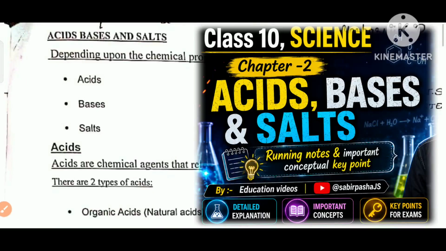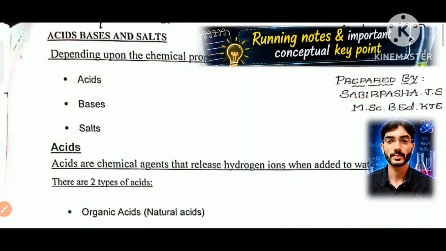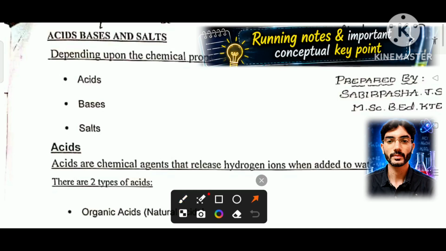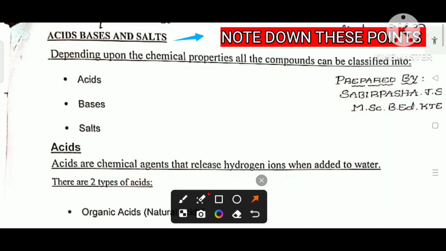My dear students, in this video I am going to give you the running notes of the chapter Acids, Bases and Salts. You know very well it is the Class 10 Science second chapter. Now let's move on to the running notes. Depending upon the chemical properties, all compounds can be classified into number 1 acids, number 2 bases, number 3 salts.